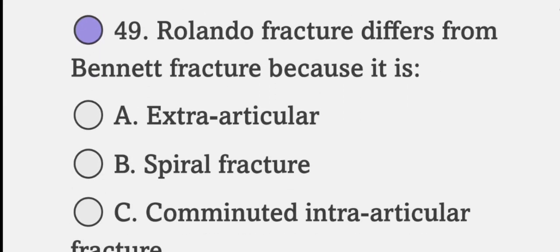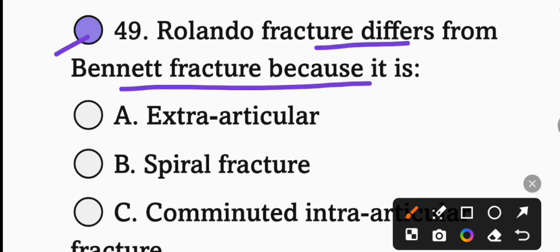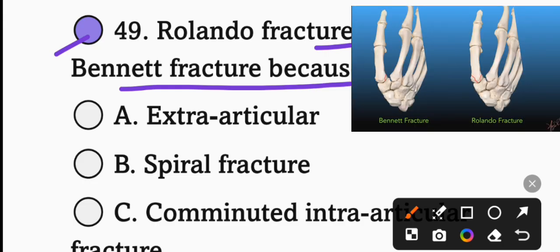Now come to the 49th question. Rolando fracture is different from Bennett fracture, because Rolando fracture is actually a Bennett comminuted fracture, with multiple fragments. So Bennett and Rolando fractures are the same kind of thing, but Bennett is a two-part fracture and Rolando is a multiple-fragment fracture seen at the first metacarpal CMC joint. Okay, so it is a comminuted fracture.